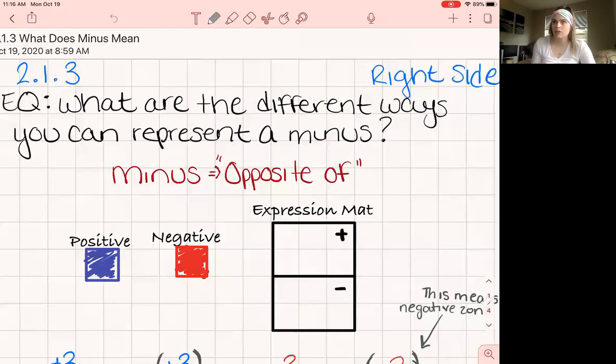Okay, so we are starting our notes for unit 2.1.3. It's called What Does Minus Mean? So you need to make sure that you have your math notes in front of you. We're going to start on the right side. Remember, the right side is teacher-led. Everything is correct that I give you.